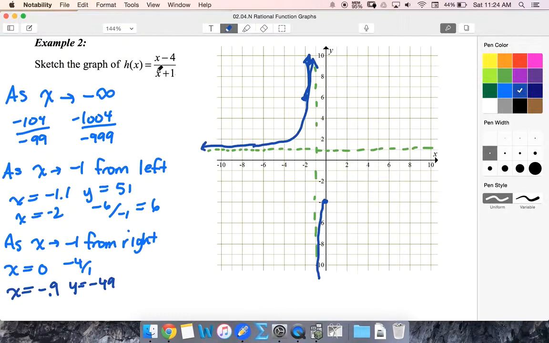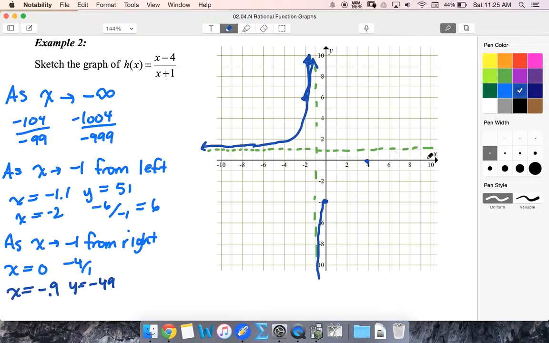But dividing by 0 makes infinity, so either positive infinity or negative infinity. Here it's positive because I have negative divided by negative. Here it's negative because I have a negative number divided by a positive number. Once I hit 4, so 4 is another key point, because when I plug in 4, I get 0 divided by 5, which is 0.